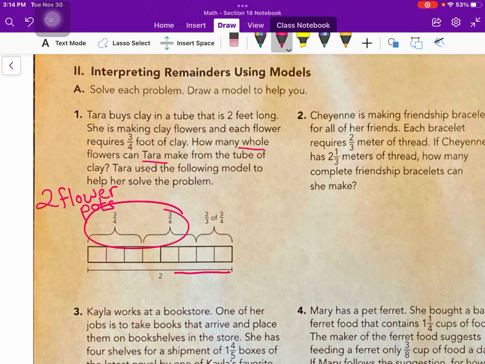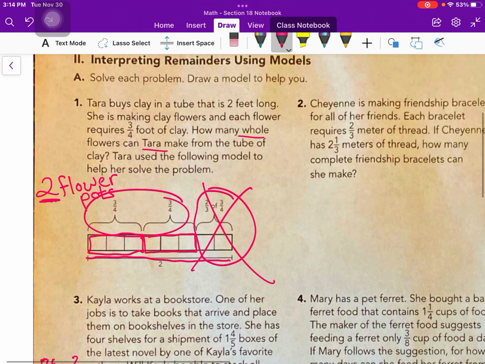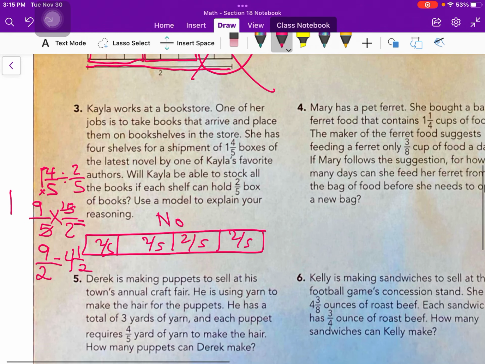Well, here's her 2 feet long of clay, and each pot took 3/4 to make. So there's one she can make. There's another one she can make. She can make 2 flower pots. She doesn't have enough to make a 3rd flower pot. So our answer would be 2 flower pots. Let's go down below to number 3.